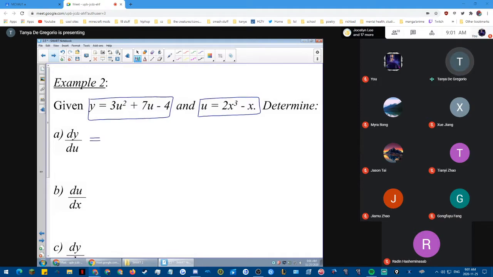So let's find dy du. When I find dy du, what is the derivative? You're going to do it the exact same way as x. My independent variable is now u instead of x. 6u plus 7. Perfect.